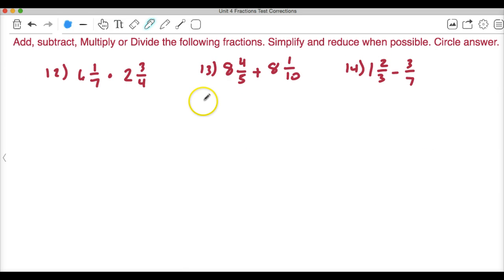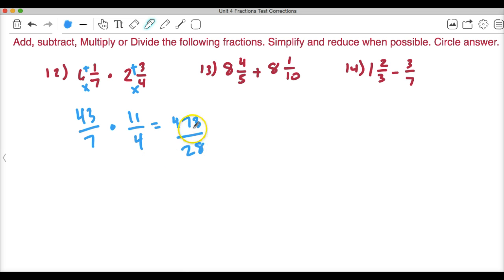Alright, so the next one's adding, subtracting, multiplying, or dividing the following fractions, simplifying and reducing when possible. I'm going to go ahead and turn these into improper fractions. So 6 times 7 is 42, plus 1 is 43. So 43 over 7, times 8 times 4 plus 3 is 11 fourths. And when I use my calculator, I get 43 times 11, which is 473, over 28.